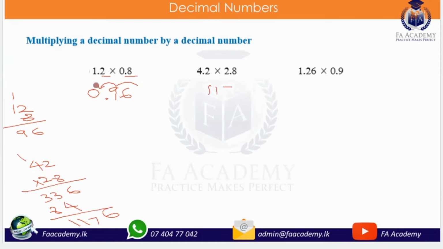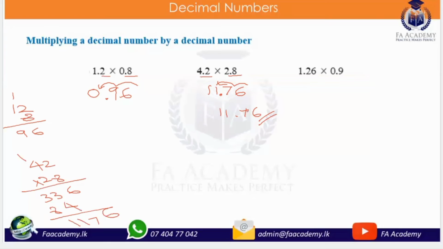Once you get the answer, you have to check for the decimal places. If there are two decimal places, you move the decimal point backwards twice. So the answer is 11.76. The same way you can do the workout for the third one, 126 times 9. That's how you have to see.